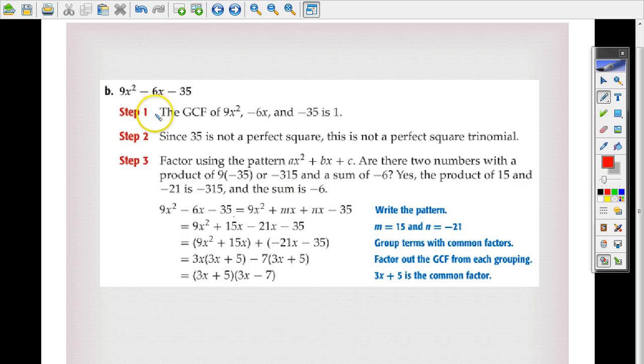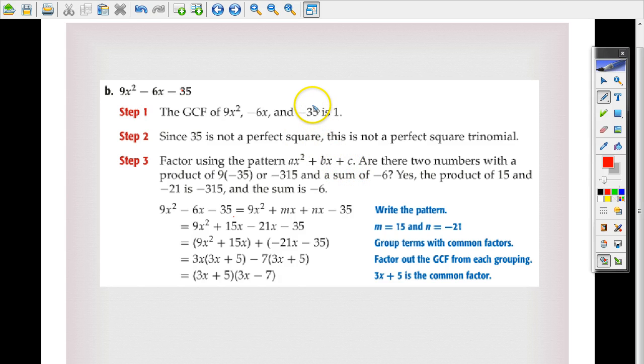Next, what we're looking for, do they have any perfect squares? 9x squared, the first term, is a perfect square. 35 is not a perfect square. So it's not a perfect square trinomial. Okay, then all right, let's look at the pattern. ax squared plus bx plus c, we need the two numbers.